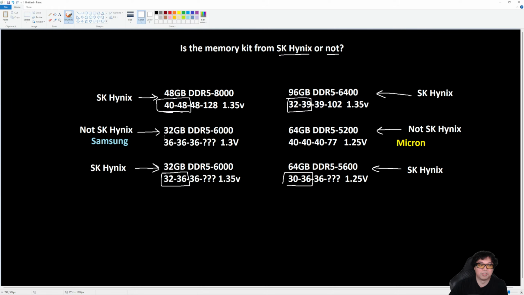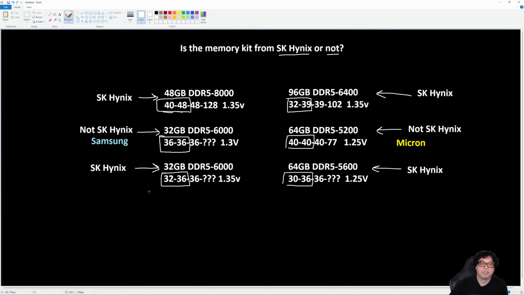So let's look at this first one here. 36 and 36. These two numbers are equal to each other, indicating that this is most likely not an SK Hynix kit. And in fact, it is not. It is Samsung. And then another one, 40 and 40. The first and the second number are the exact same number, which implies that it is not an SK Hynix kit.